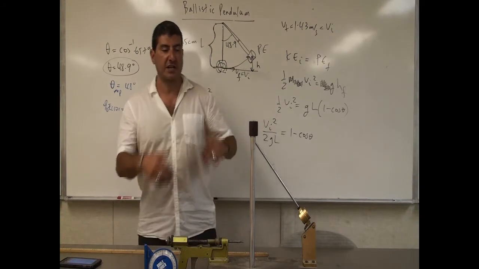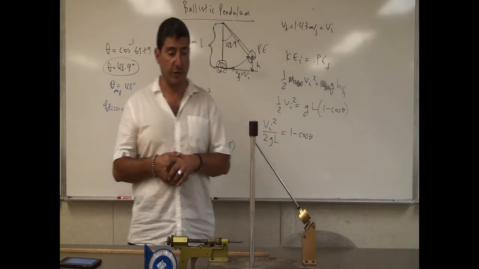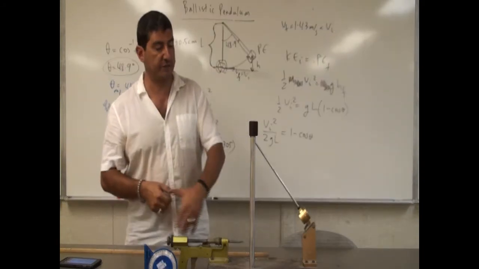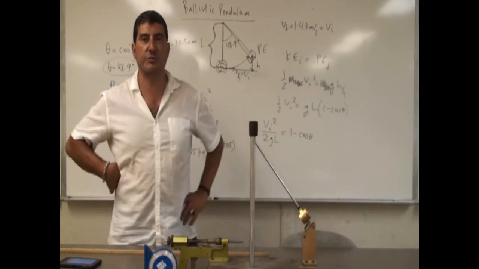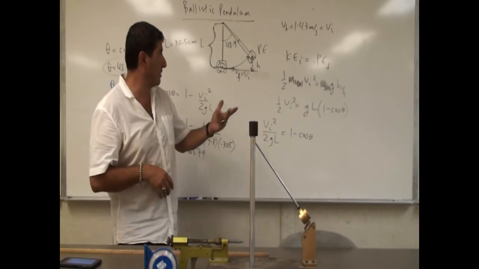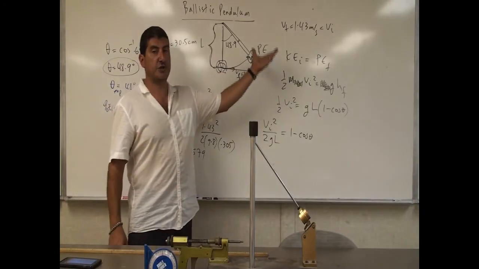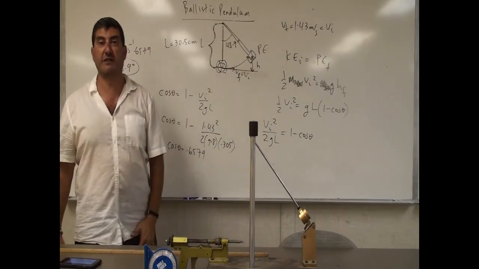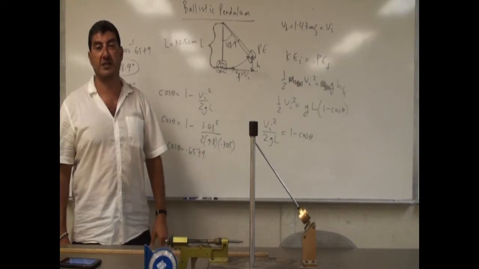Okay, so now you can see how you can use the ballistic pendulum equipment. You can run it, calculate the initial velocity, predict what the angle is going to be, and then compare the two and get a percent error from that. And then you can prove the equations of momentum, kinetic energy, potential energy, and the equations of projectile motion all in one demonstration.